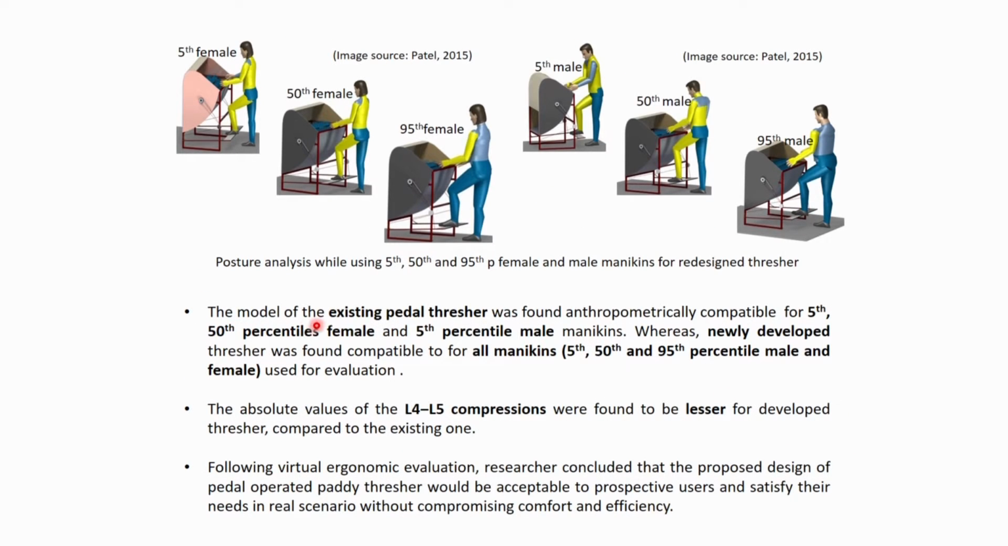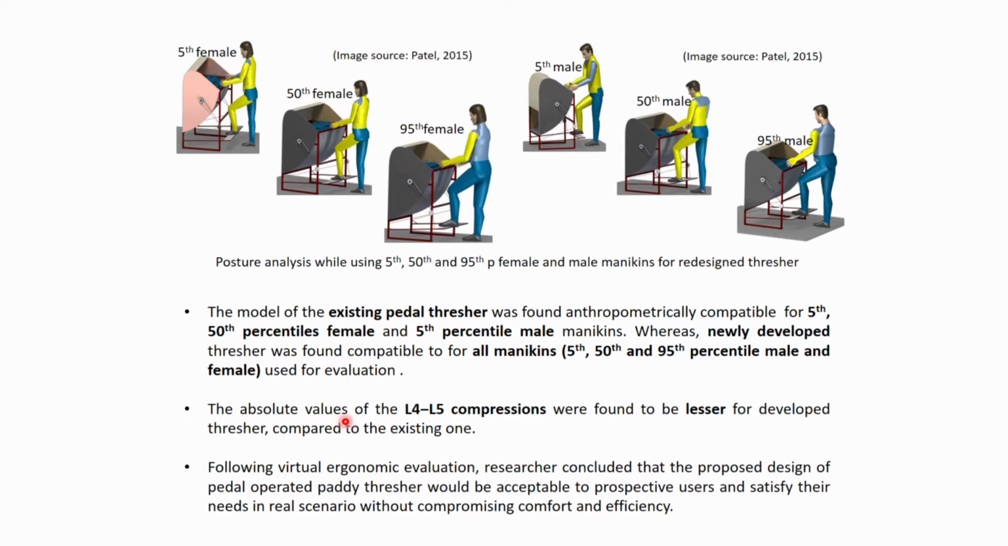The model of the existing pedal thresher was found anthropometrically compatible for 5th percentile, 50th percentile female and 5th percentile male mannequin only, whereas the newly developed thresher was found compatible for all mannequins used for the evaluation.